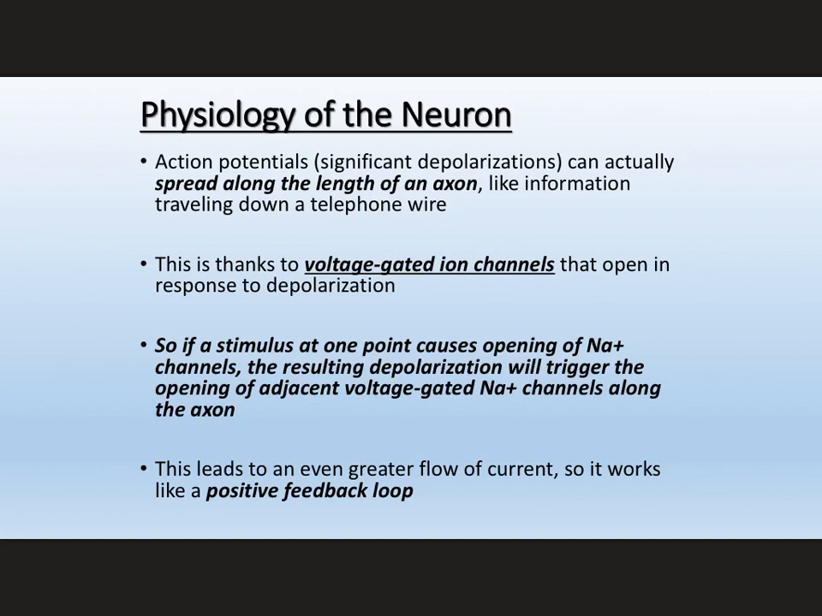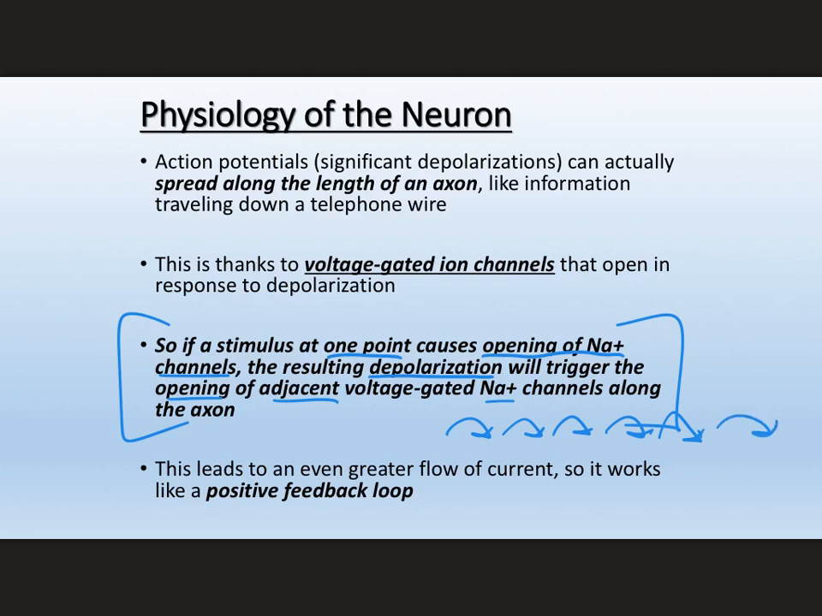So here in bold, I've got kind of the biggest point. If a stimulus at one point on the neuron causes the opening of sodium channels, the depolarization that causes is like knocking over the first in a big row of dominoes, because it then opens up adjacent sodium channels along the axon and allows this message in the form of a depolarization to move along that axon. And this is sort of a positive feedback loop too, right? The current will sort of amplify or build up, traveling down this nerve cell.